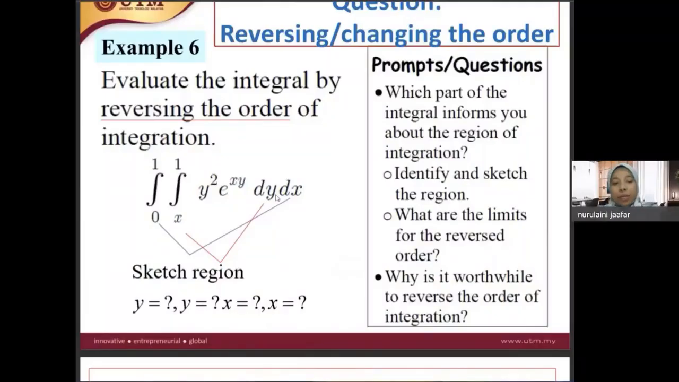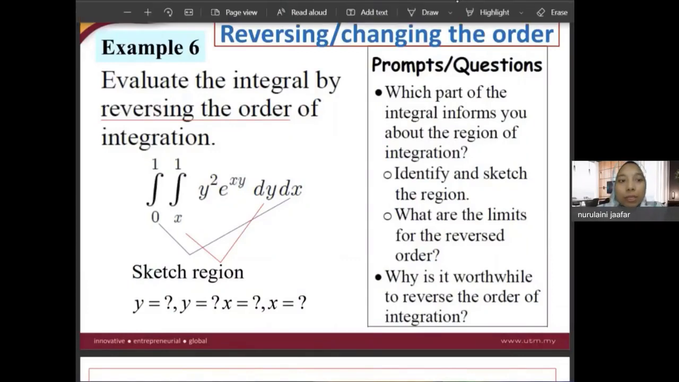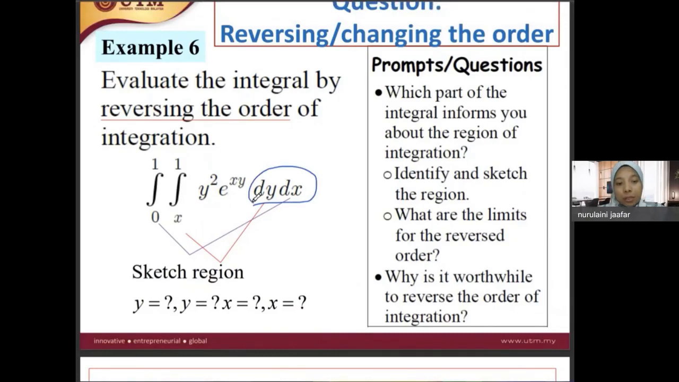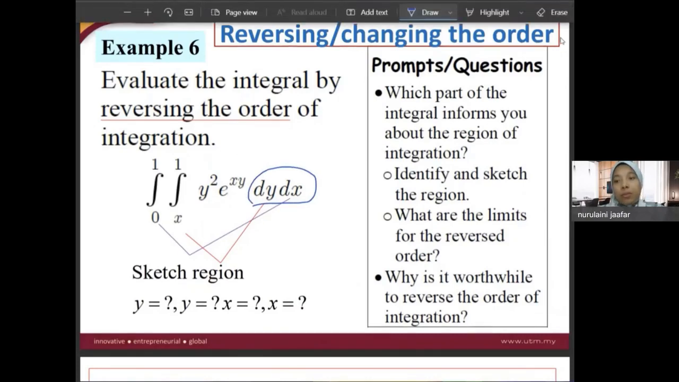Alright, so when we look at the question, it says to evaluate the integral by reversing the order of integration. You can see from past year tests that they will ask about reversing the order or changing the order, the order of integration. So the first step is you have to change dy dx to dx dy.